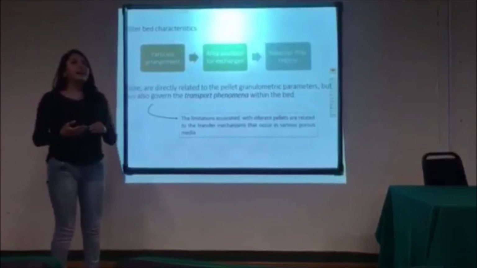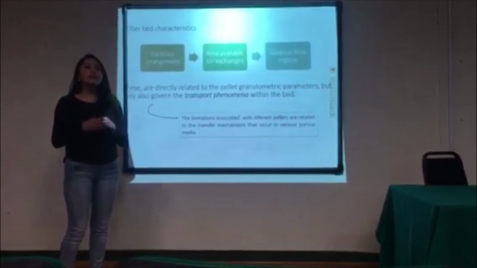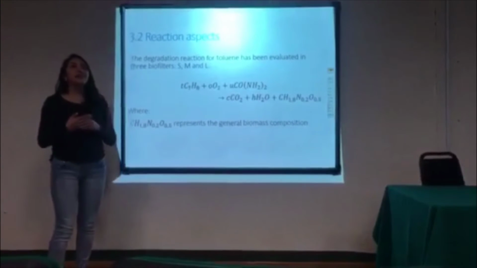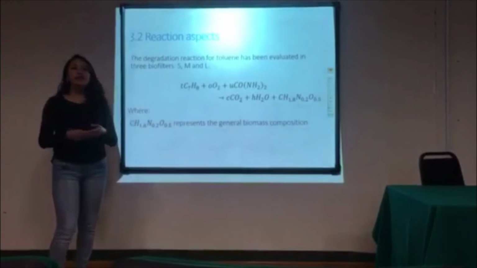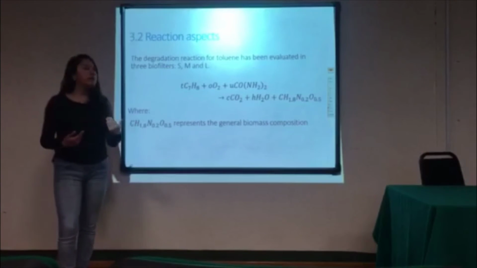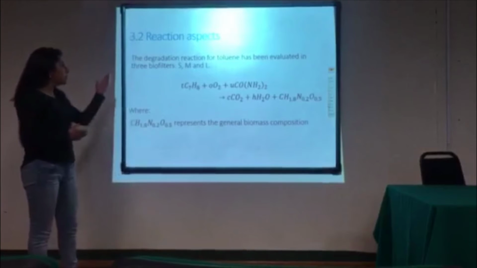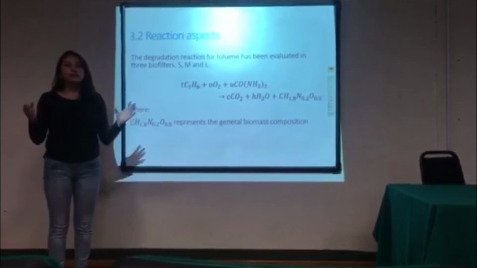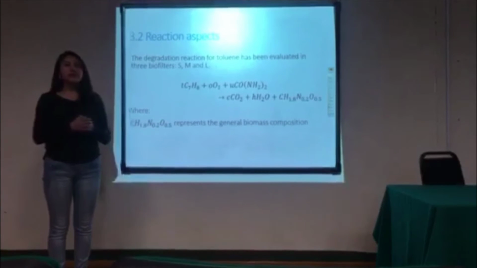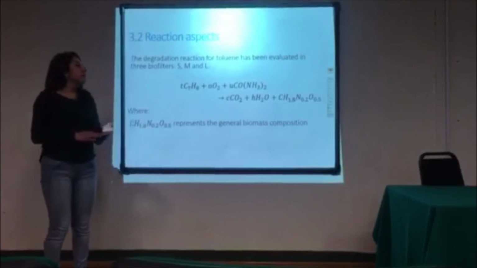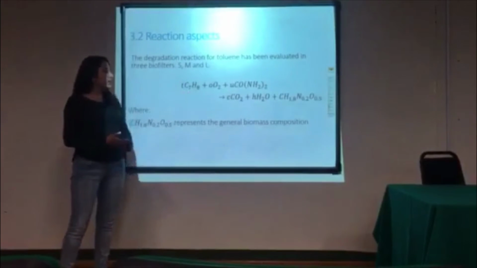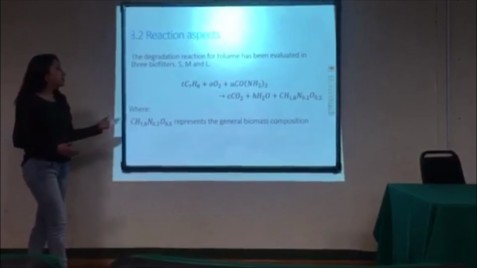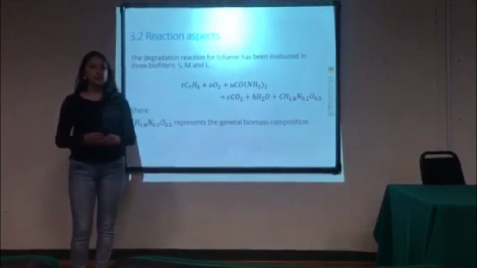And then there is something very important in this: the reaction aspects. The reaction aspects are the ones that permit the reaction to happen. So the degradation reaction for toluene has been evaluated in three biofilters, as we always said in the presentation: small, medium, and large. This is the main reaction, where the last term of the reaction represents the general biomass composition.